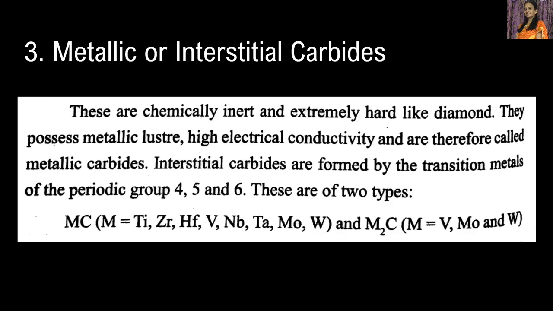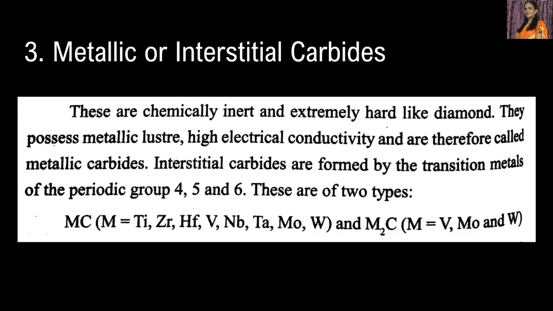These metallic or interstitial carbides are chemically inert and extremely hard like diamond. They possess metallic luster and high electrical conductivity, and are therefore called metallic carbides. Metallic or interstitial carbides are formed by the transition metals, that is D block elements, of the periodic table. The groups are 4B, 5B, and 6B.